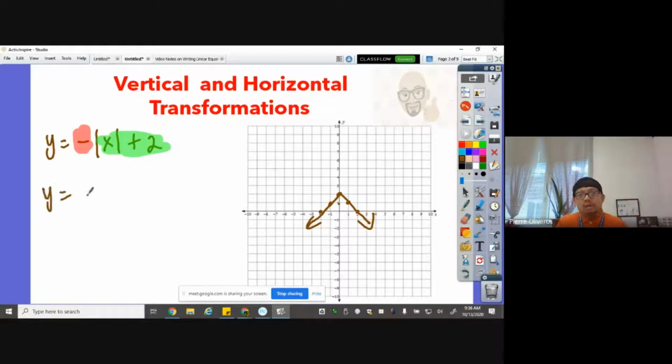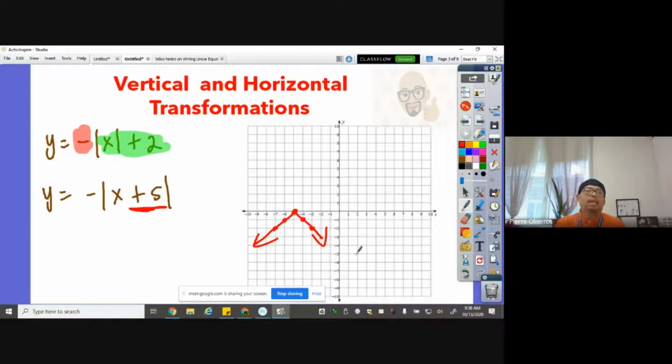So if we have y is equal to negative absolute value of x plus 5, this time the positive 5 is inside, so it goes sideways, but that's positive. You do the opposite, so where do we go? We go to the left. So let me erase this one here. We go to the left 5, and that's our vertex. Then we do the opening downward, down one, down one, left one, reflection, connect them. Okay, as simple as that one.